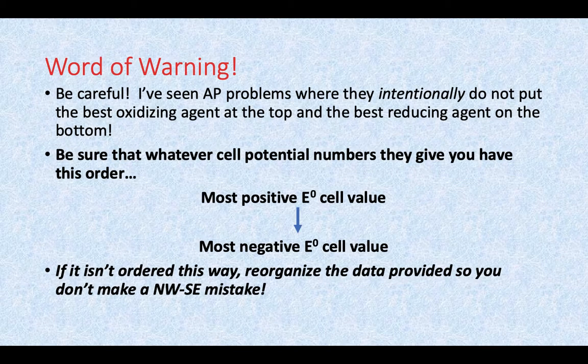Just a word of warning to you, be careful. I've seen AP problems where they intentionally don't put the best oxidizing agent at the top and the best reducing agent on the bottom. Be sure that when you're doing this northwest-southeast rule to decide the spontaneity of the reaction, make sure that the chart of numbers that they give you puts the most positive E cell value at the top and the most negative one at the bottom. If it isn't ordered this way, reorganize the data provided so you don't make a northwest-southeast mistake.